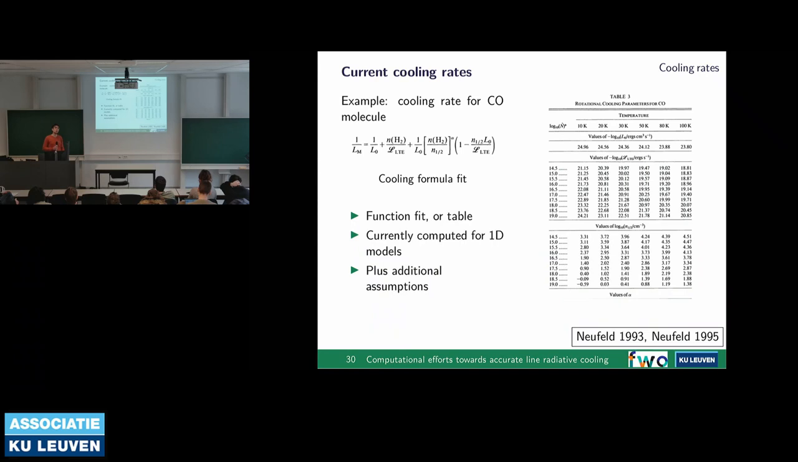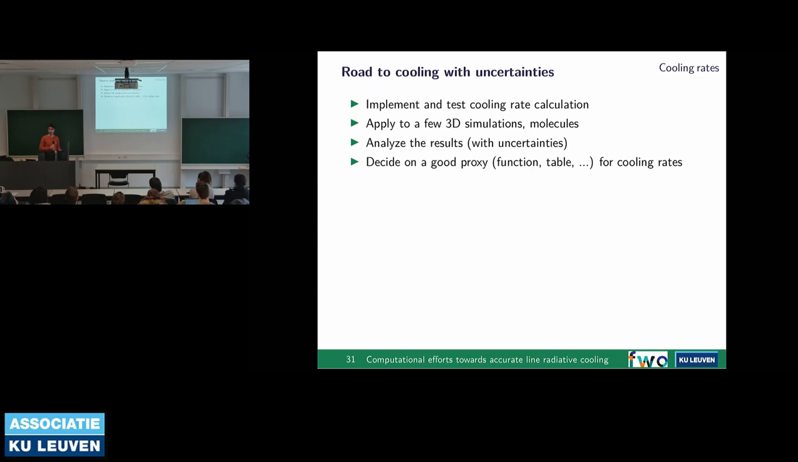I would say yes, but these things are computed for 1D models. So it's not strictly valid for 3D models, and we make additional assumptions in there. For example, in this Neufeld paper, we assume that radiative transfer can be computed locally using the Sobolev approximation for computing optical depths. So what is my goal? Well, how will I be able to compute radiative cooling rates? The first goal is to implement them, of course. I have my formula, so that works. And then just test whether what I calculate is actually correct.